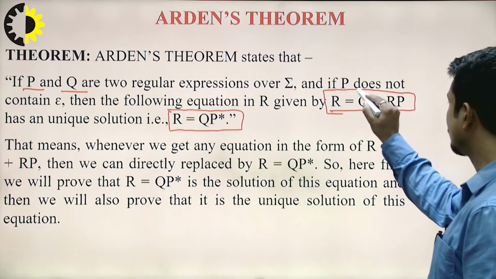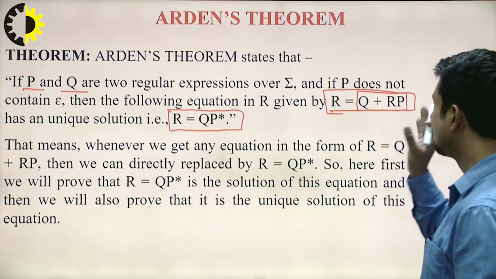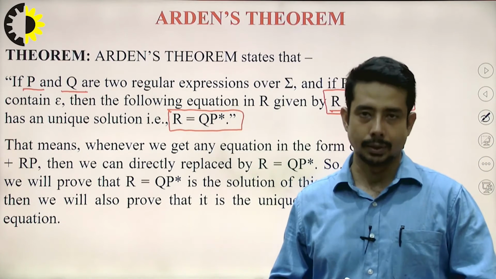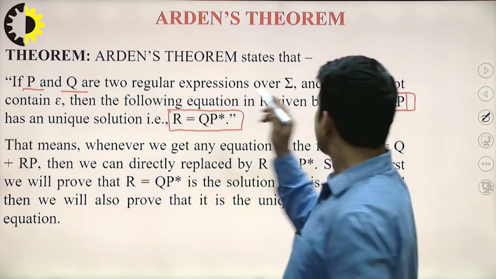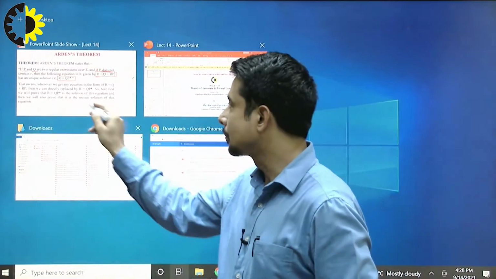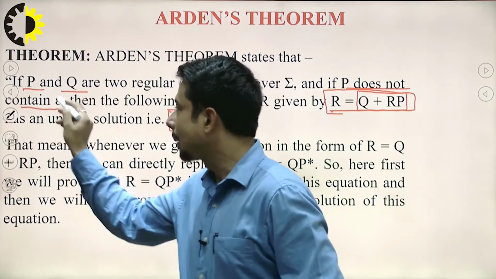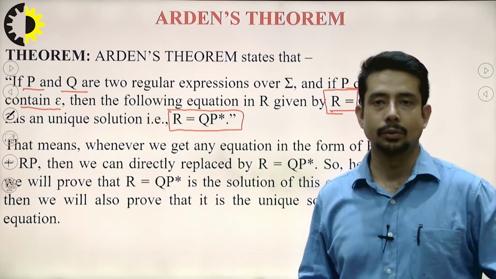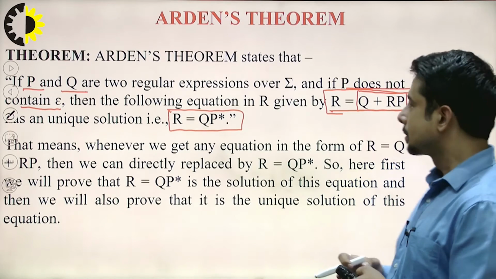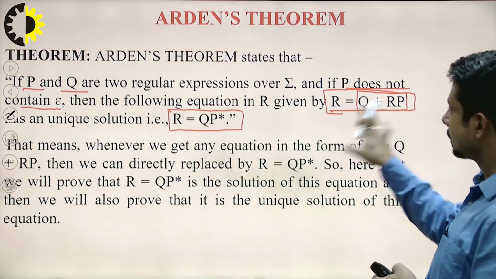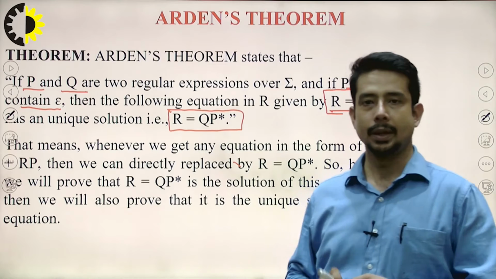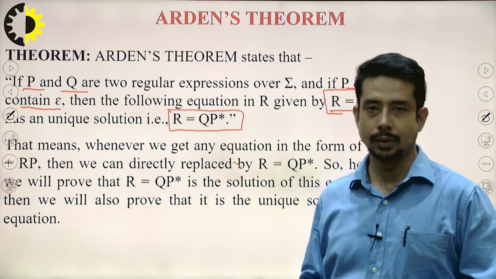That means this particular part will be simplified into QP star. So we are trying to optimize the particular regular expression, and as mentioned here, that expression should not contain any epsilon. If there is an epsilon, meaning null, then we are not considering that expression. But if we find an expression in this format, R is equal to Q plus RP, then it will have a unique solution, that is R equals QP star. That is the general definition of Arden's theorem.